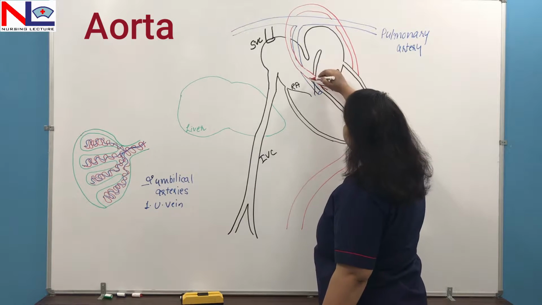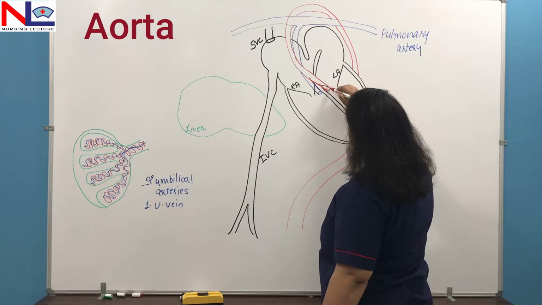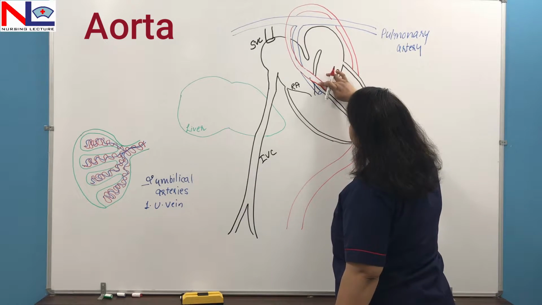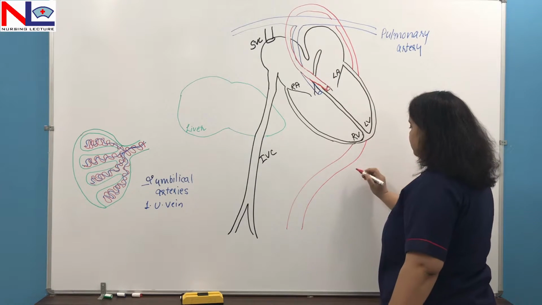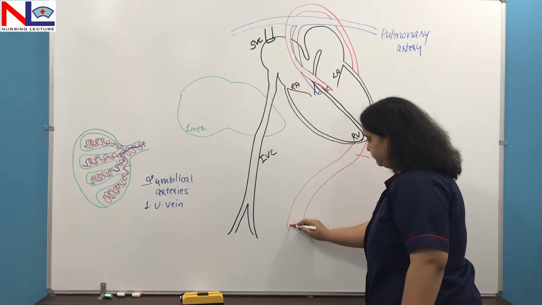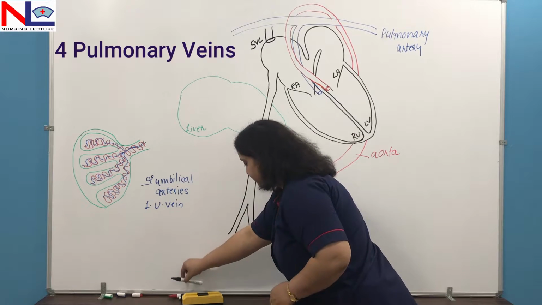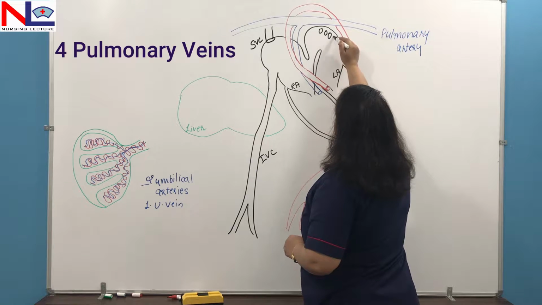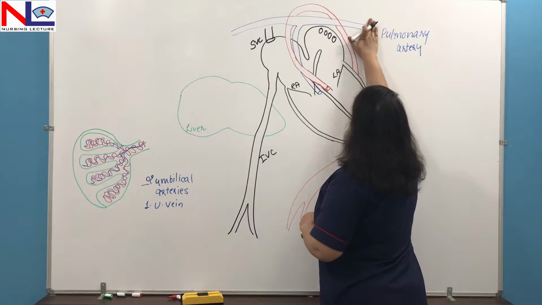So the aorta carries oxygenated blood and it flows throughout the systemic circulation, right? So this is the aorta. Okay, and there are the four pulmonary veins which open in the left atrium, and here are the lungs.